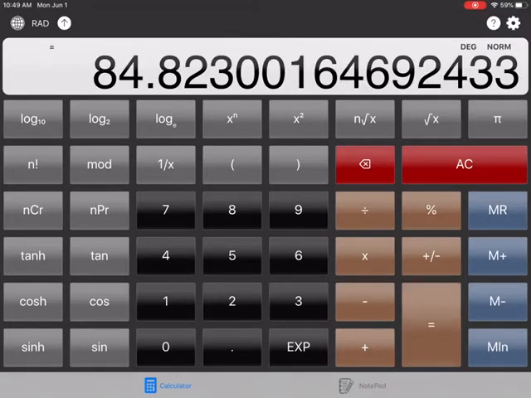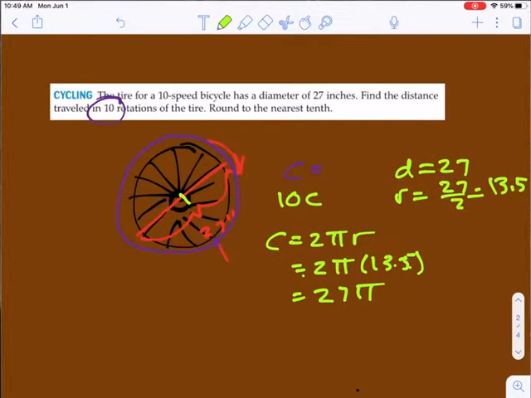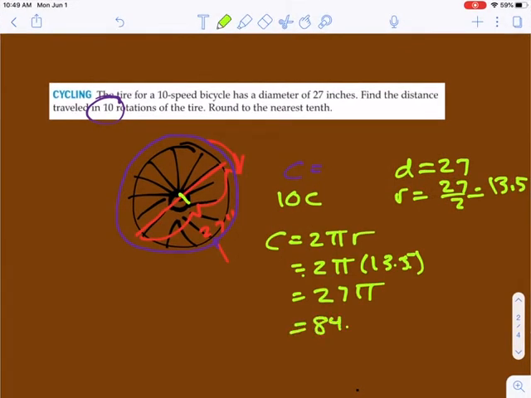84.8. And because we were talking about distance, I am going to go out to hundredths on this one to be a little more exact. So 84.82 was what we had. So 84.82 inches is what the circumference of this tire is. And then we will take that and recognize that it's going to go 10 times around. So how far do you go in 10 rotations? Sorry, I don't know why that was so hard to say.